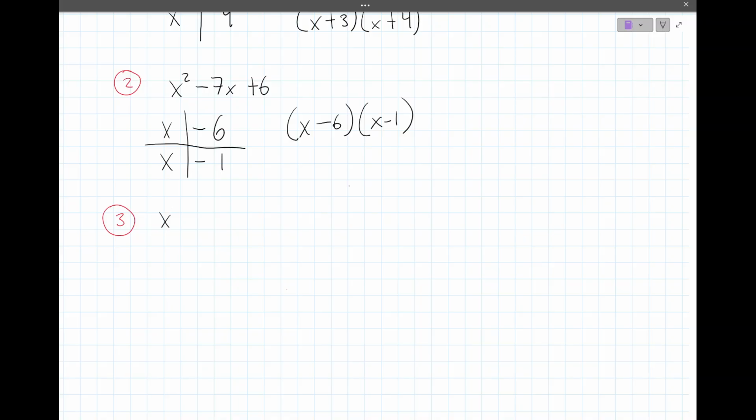Different ones as well too. Maybe we have a negative number on the end. So if we have a negative number on the end, like x squared plus 3x minus 10, what that means for us is that one of these terms has to be positive and one has to be negative, right?